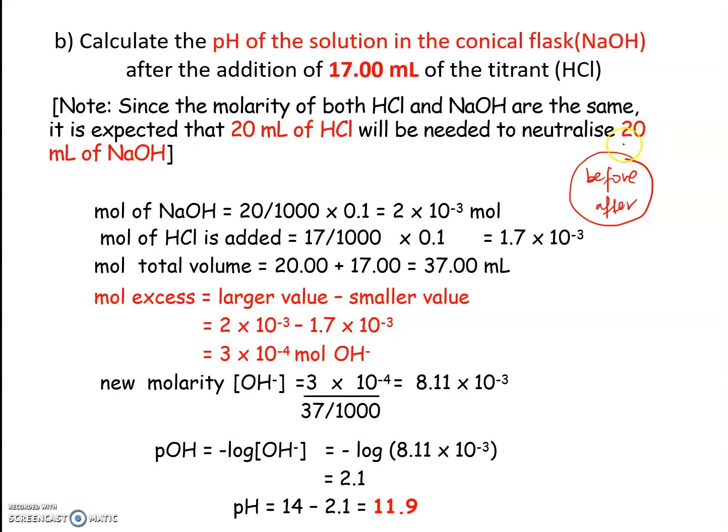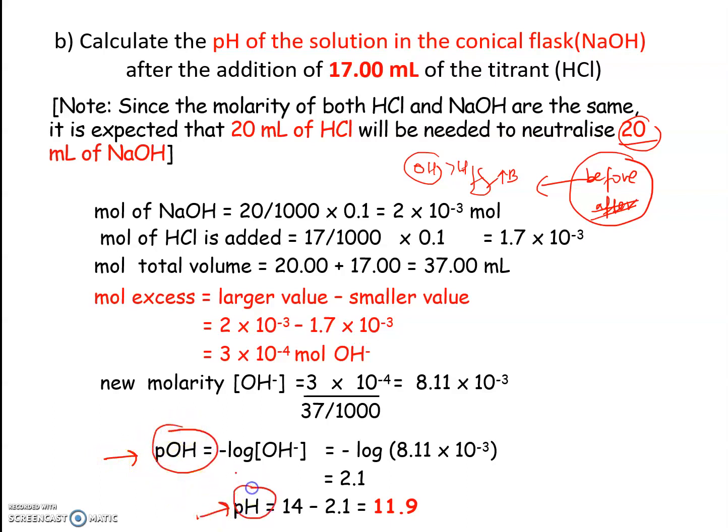So calculate the volume at the equivalence point. Here is the volume at the equivalence point, so if 17 is before 20, the stage is before the equivalence point. Because the conical flask contains base and the titrant is acid, before the equivalence point means that the concentration of hydroxide is more than H plus. So calculate the mole change: the original mole in the conical flask minus the addition of titrant. Because hydroxide is more than H plus, you find pOH and then pH.